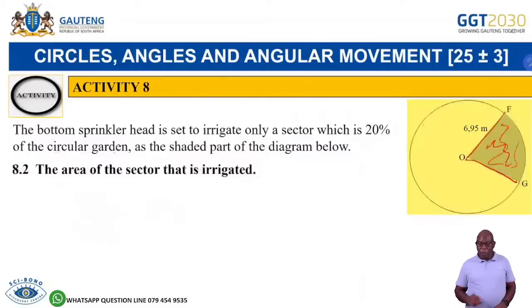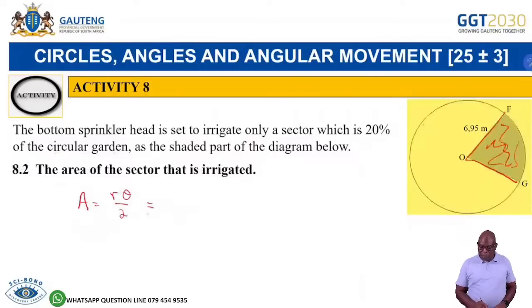Area. You go to your formula sheet, where you find the formula for circles, angles, and angular movement, and you write down the formula for the area. So the area is equal to r theta over 2. Why am I using r theta? Because I don't have the value of s, which is the arc length.